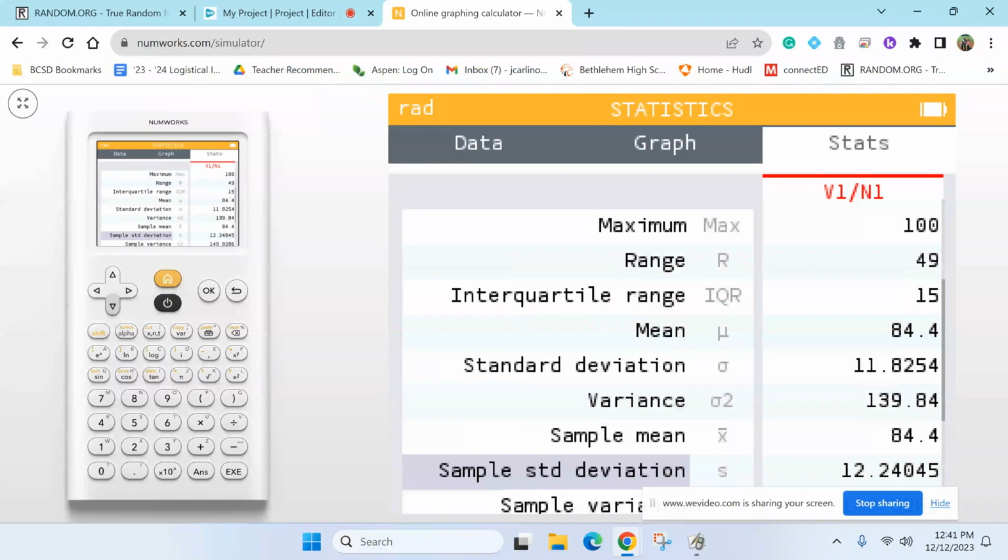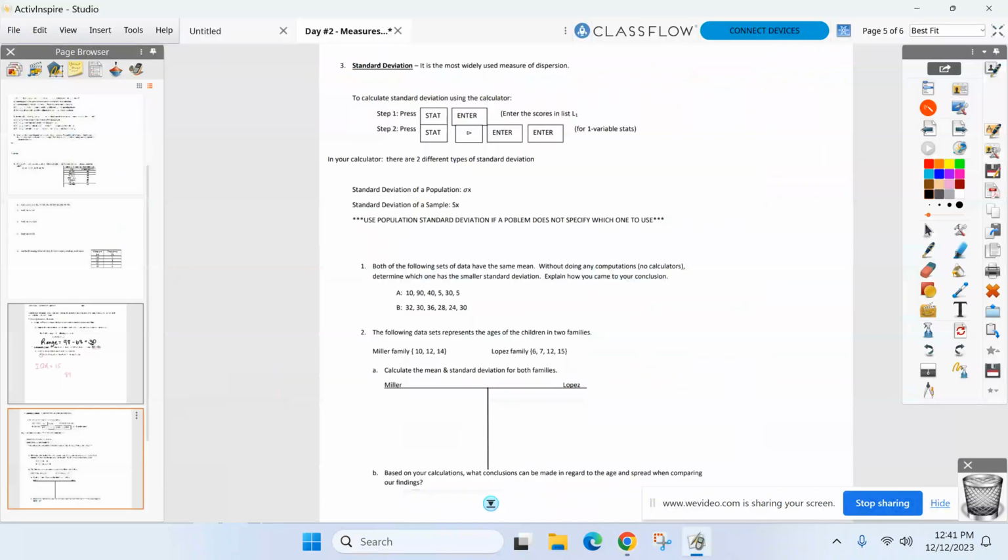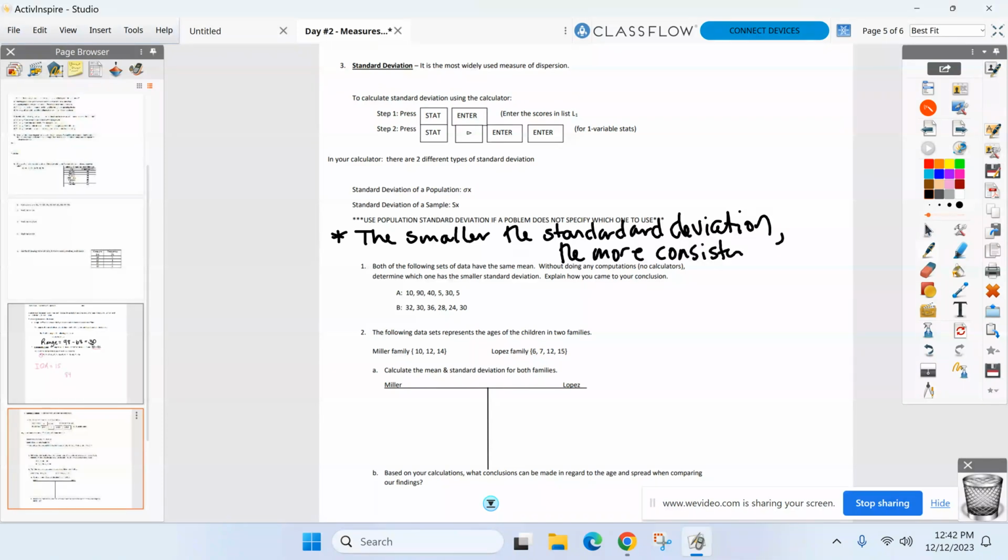So there's two types. Please put a note in your packet for me. The smaller the standard deviation, the more consistent the scores. That's something you need to remember going forward. The smaller that standard deviation number is, the more consistent it is.